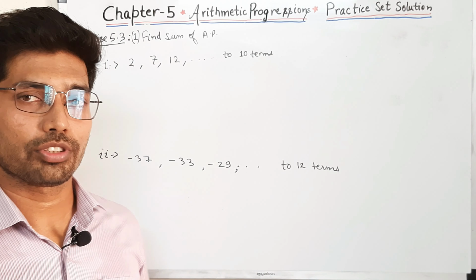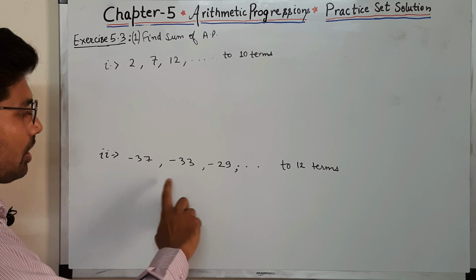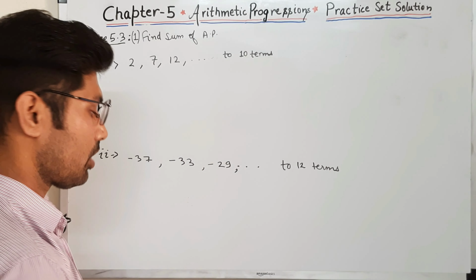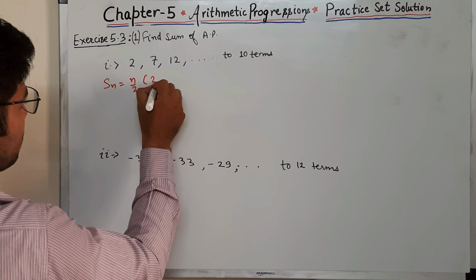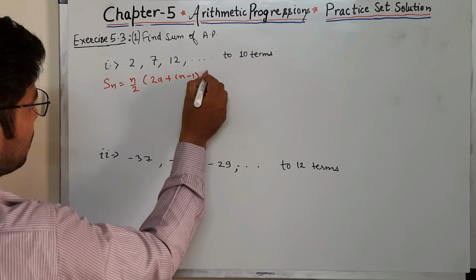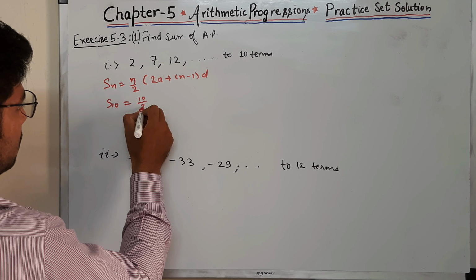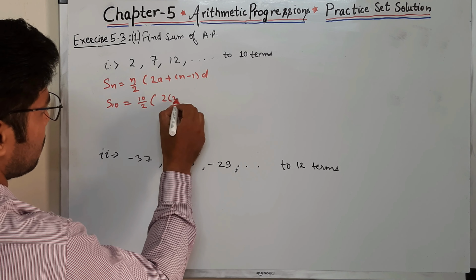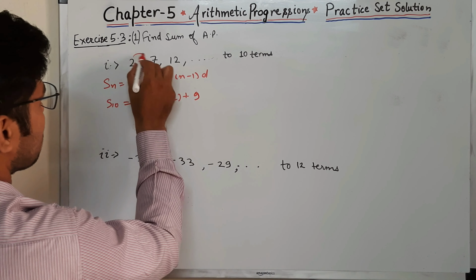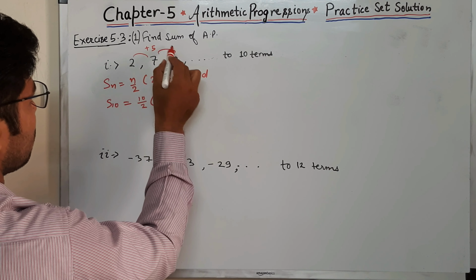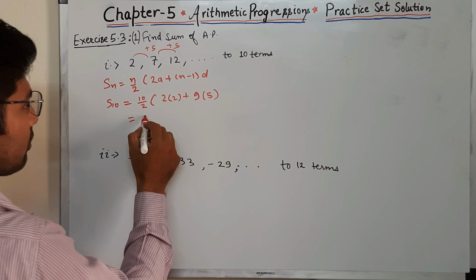Okay guys, now come to our next question. Here we need to find the sum of the AP. Sum of the AP to 10 terms here, and in this we need to find the sum of 12 terms. Now we know the formula, right? Sn is equal to n by 2 into twice of a plus n minus 1 into d. So for 10 terms it will be 10 by 2, twice of a is 2, and n is 10, so it will be 9 into d. d is the difference, which is plus 5. We are incrementing by plus 5.